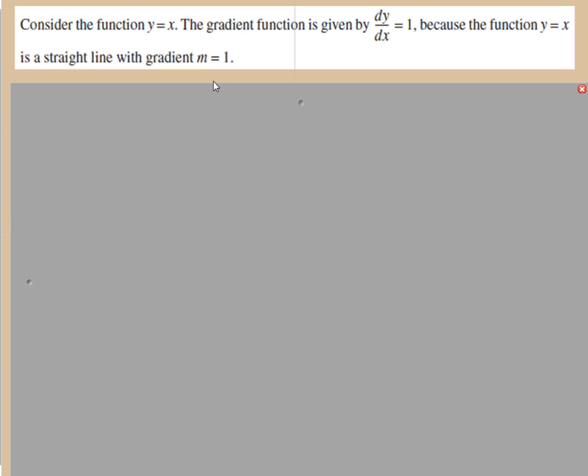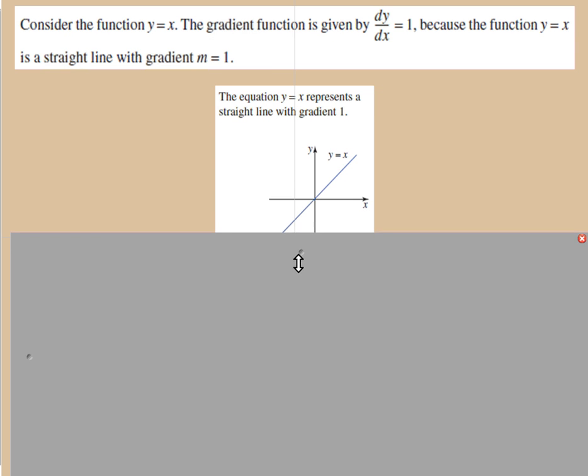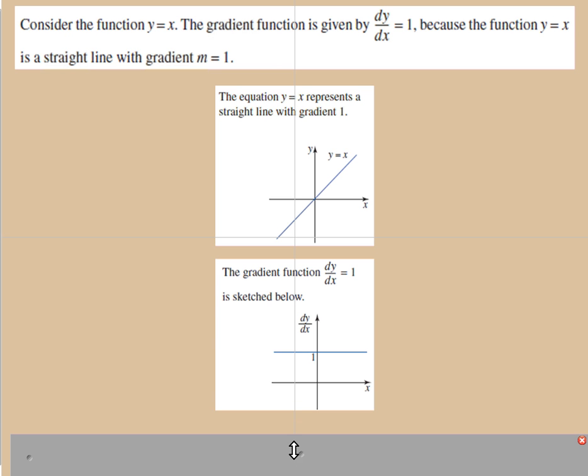Now, we saw that if we have the function y equal to x, its derivative is dy/dx equal to 1. Because y equal to x is a straight line, there's the graph of y equal to x, and its gradient function is simply a horizontal straight line, because it's the equation y equal to 1.